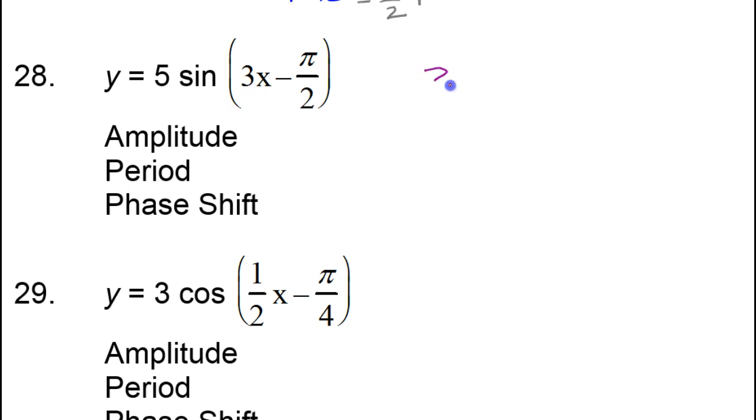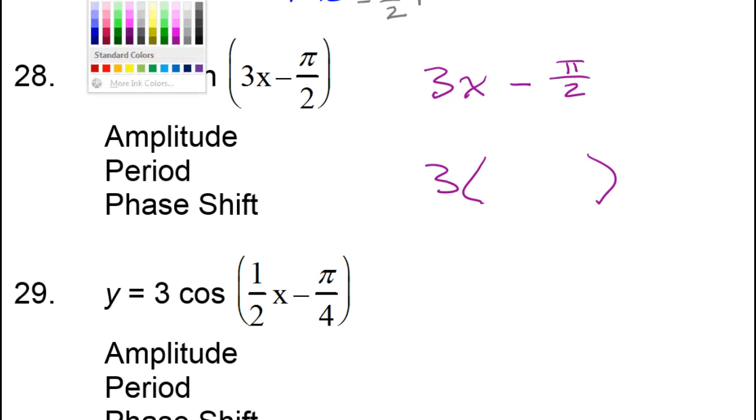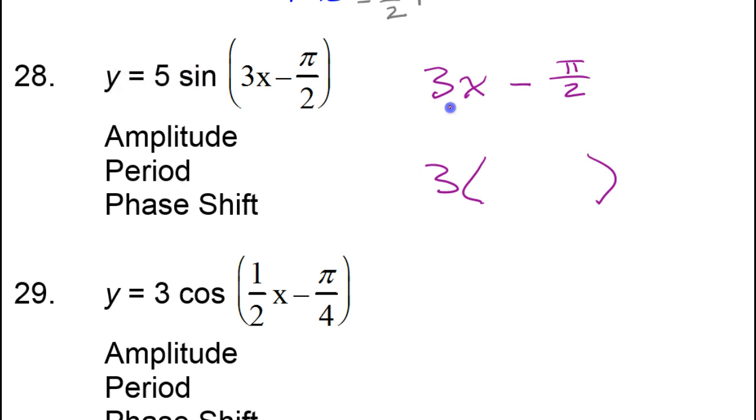So remember, it works like this. If I take my 3x minus pi over 2, before I read the phase shift, I have to pull that 3 outside of parentheses. I have to factor it out. And when you factor something out, to find out what goes inside the parentheses, you must divide. So that's going to leave me with x minus.